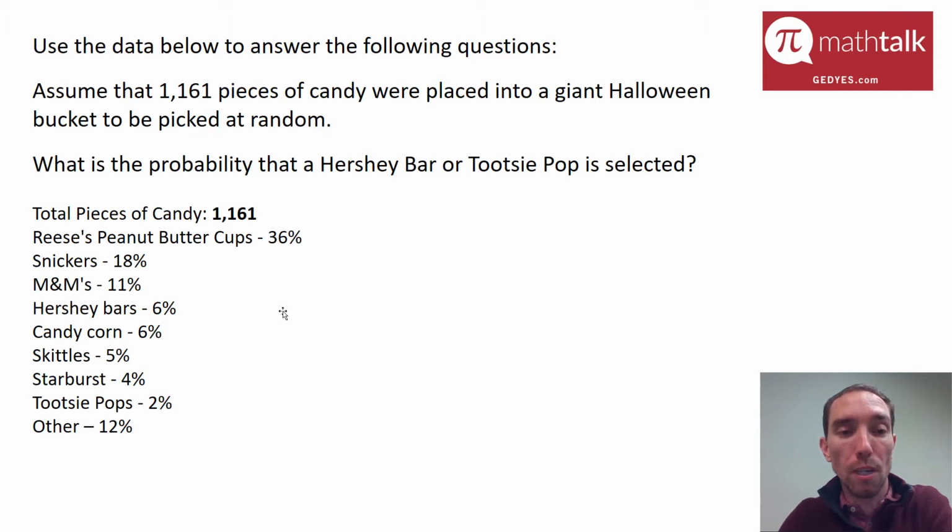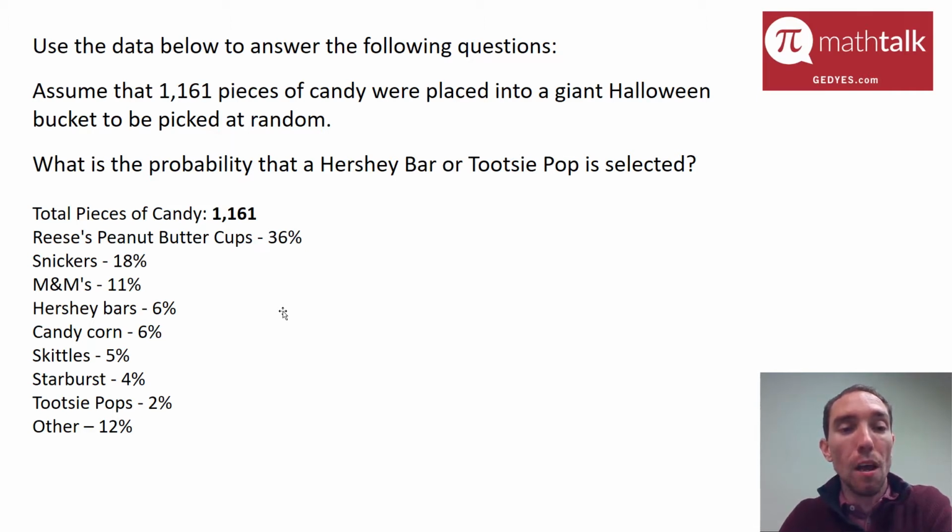Let's assume that those 1,161 votes were actually just pieces of candy. So for every vote, we turn it to a piece of candy. We put all 1,161 of them in this giant bucket for Halloween, and people are going to choose the candy at random, and the percentages and breakdown of those candies are below. So there's this giant Halloween bucket with 1,161 pieces of candy, and that is how many of each there are. So there's 36% Reese's Peanut Butter Cups, 18% Snickers, etc., etc.